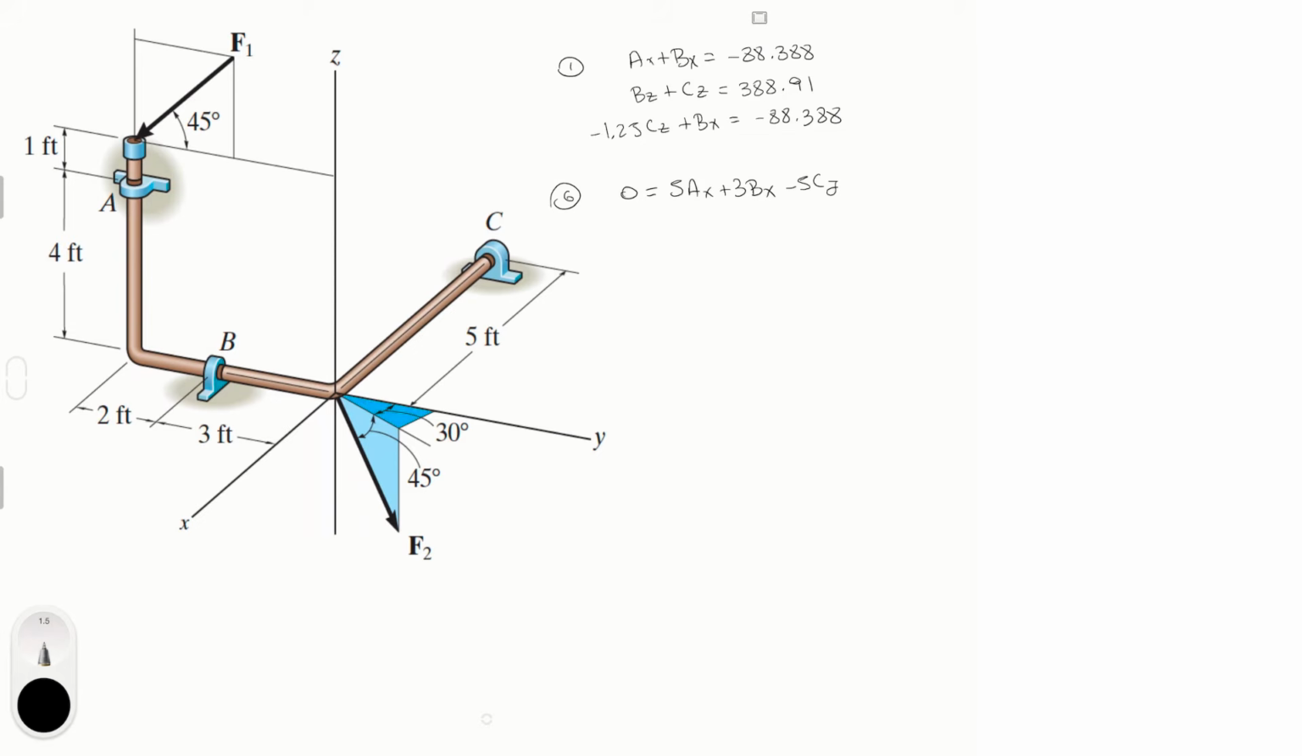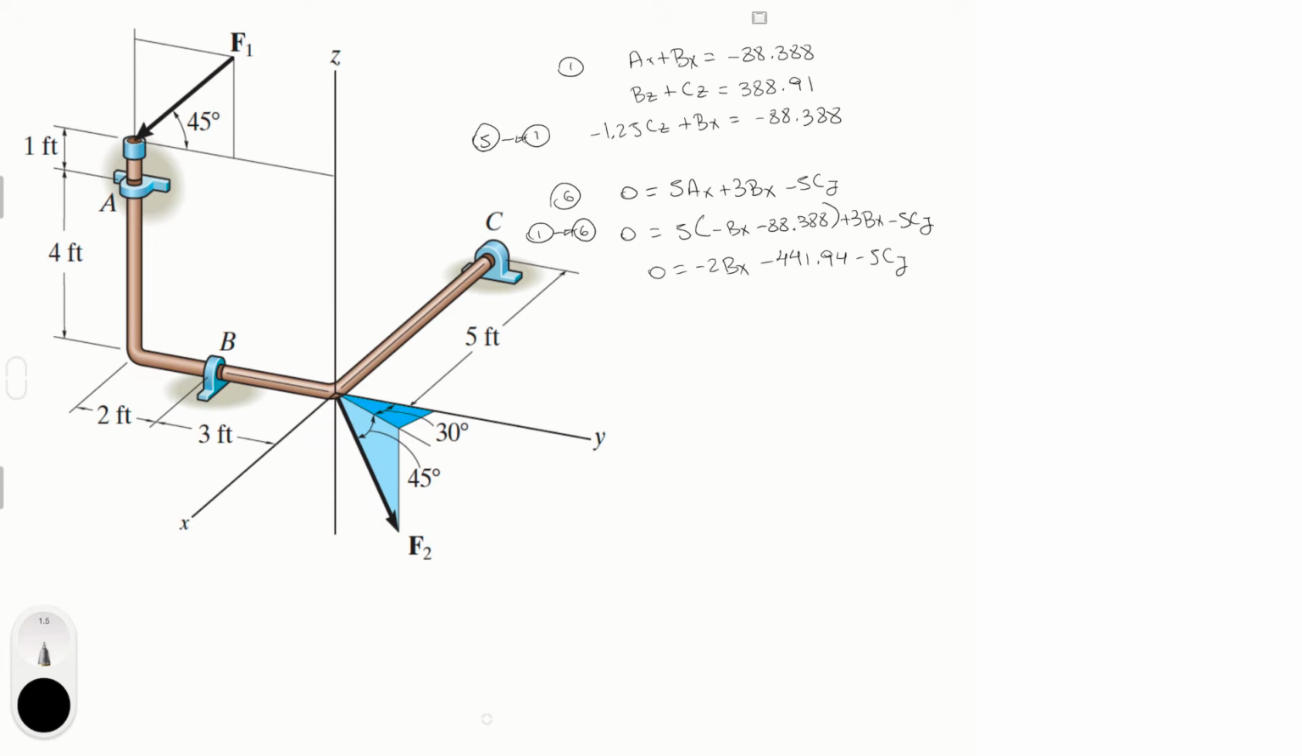Then let's plug in equation 1 into equation 6. And we get that 0 is equal to 5 times negative bx minus 88.388 plus 3bx minus 5cy. Let's keep solving this equation. Minus 2bx minus 441.94 minus 5cy. Let me write down what I'm doing here, actually. I'm plugging in equation 1 into equation 6 for this one. And for this one, I'm plugging equation 1 into equation 5.